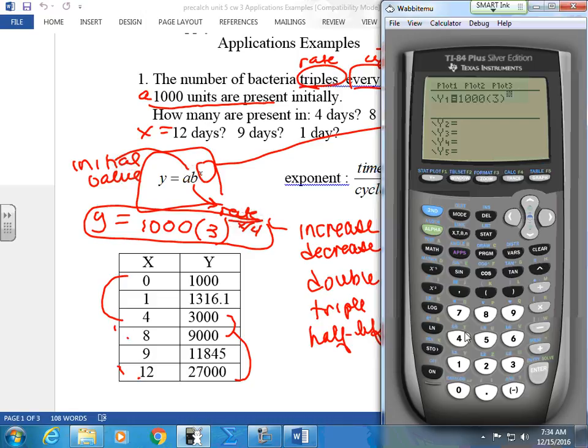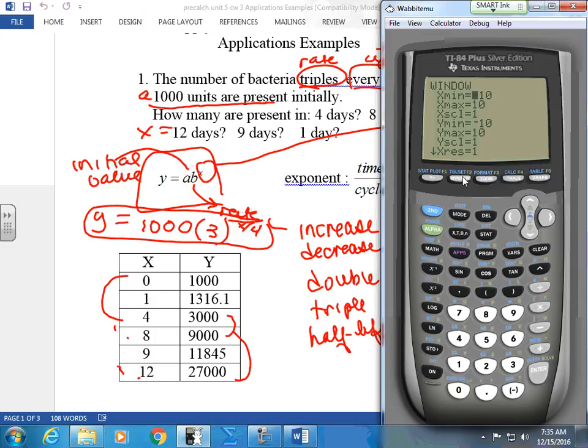Oh, mine's not even going. If you have the 83 calculator, when you raise to a caret, you're going to have to put that in parentheses. If you have the 84s and they pop you up there, you can just put x divided by 4. Now, let's work at your window for a second.